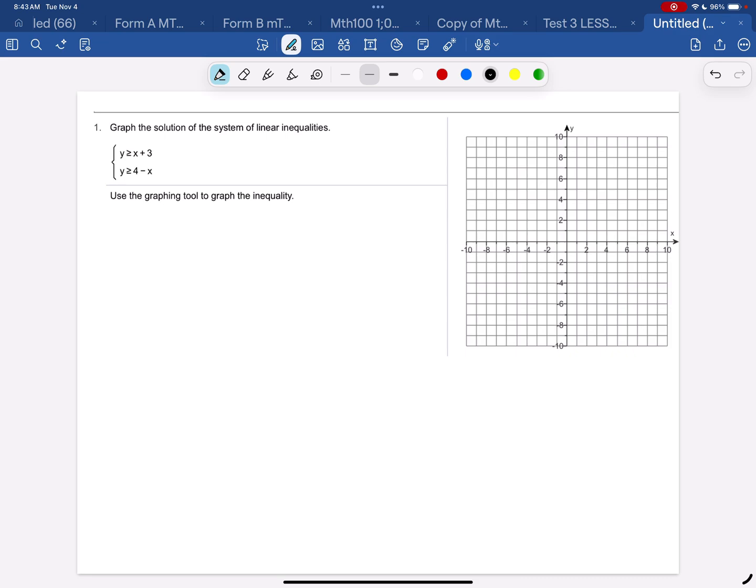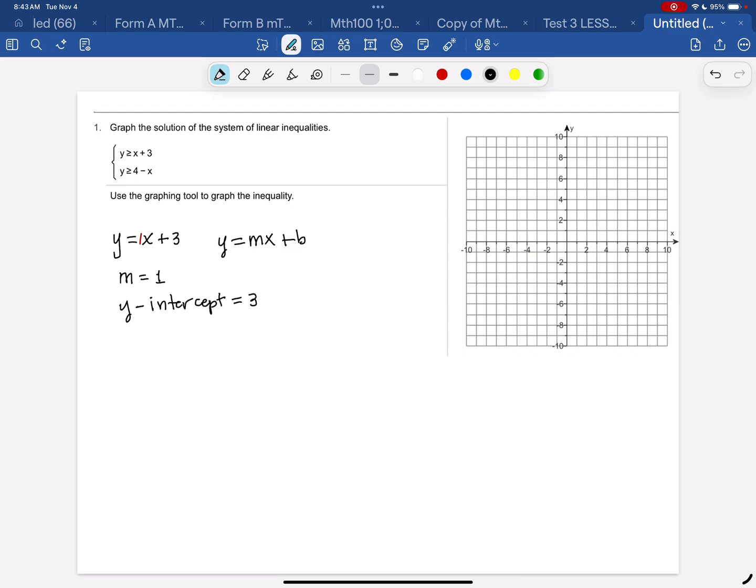So I'm going to start with the first one, and I'm going to just write it as a line. y equals x plus 3. Now this is in the y equals mx plus b form, so my slope is 1, because remember there's an understood 1 here in front of the x, and my y-intercept is 3. So I'm going to use that concept to draw the line.